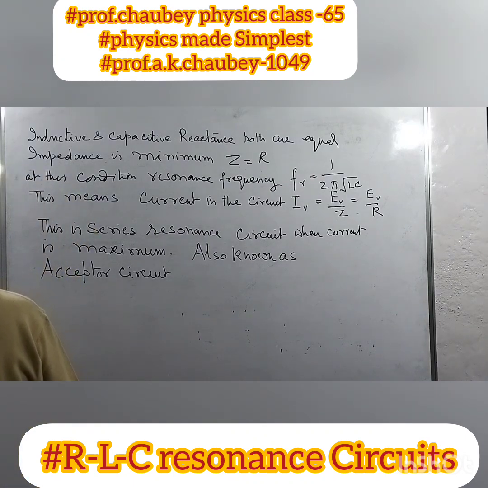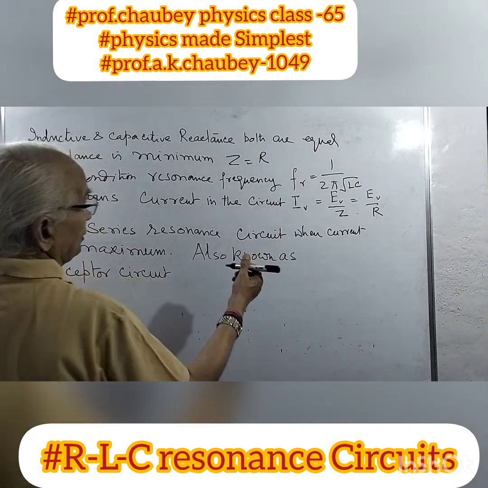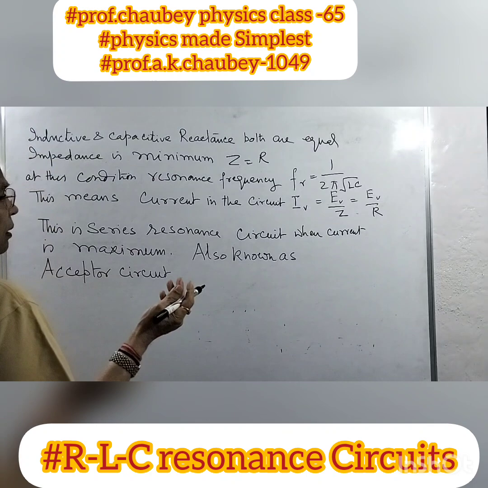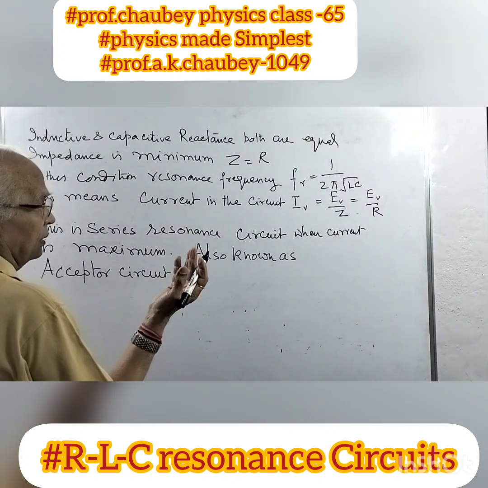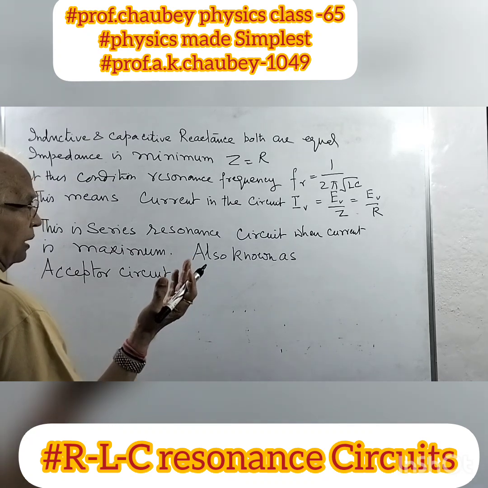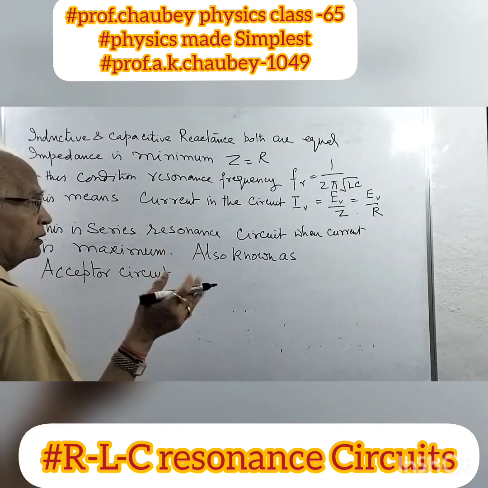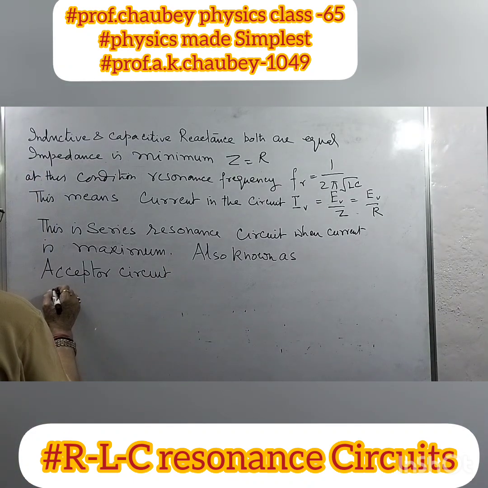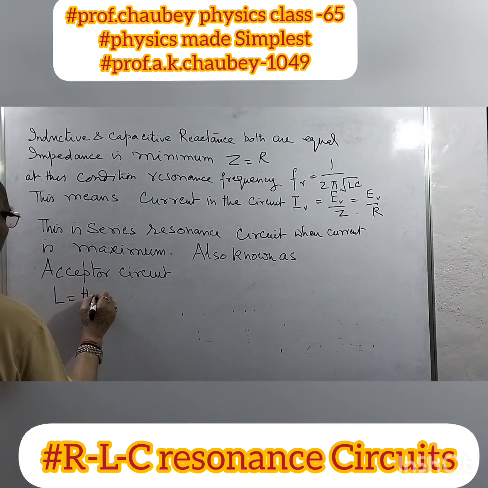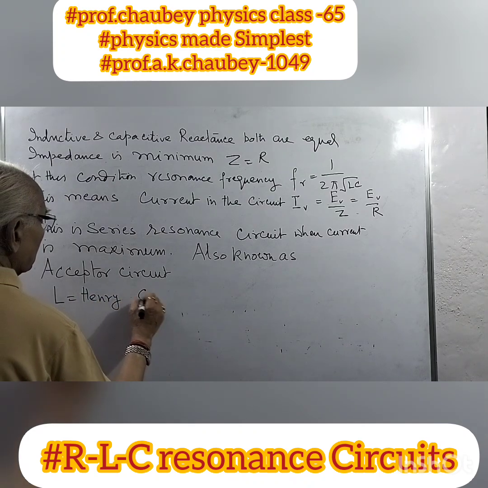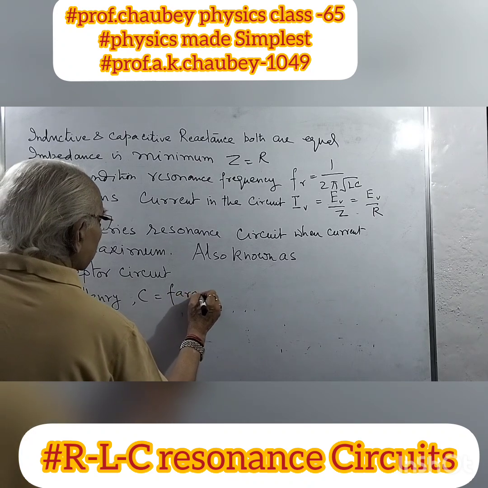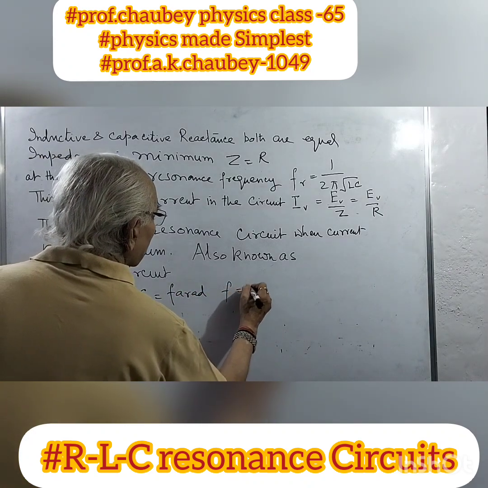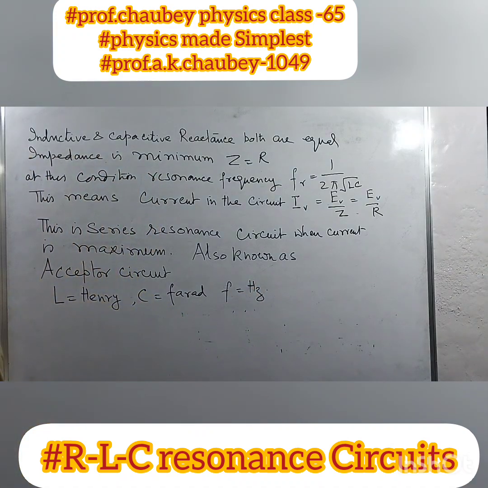So FR, L and C: F is 1 over 2 pi under root LC, and the units, of course, when C is in farad and L is in Henry, the frequency is in Hertz. This is the unit. So this is a circuit which is an acceptor.